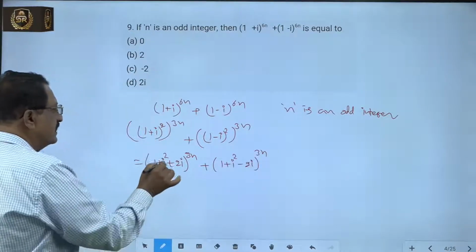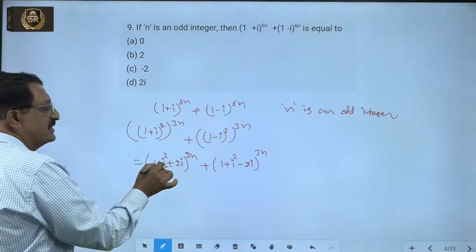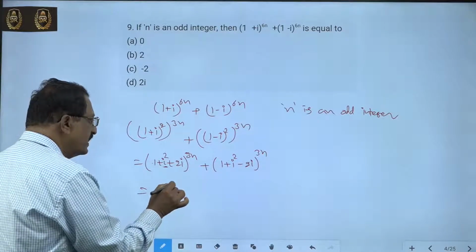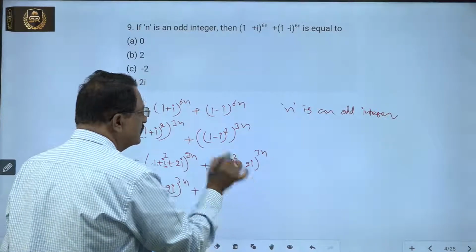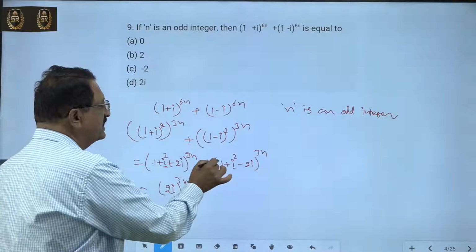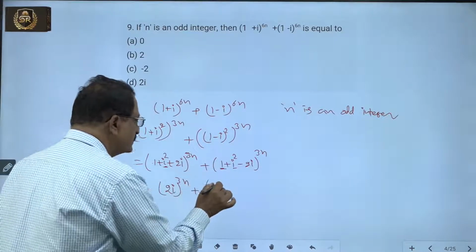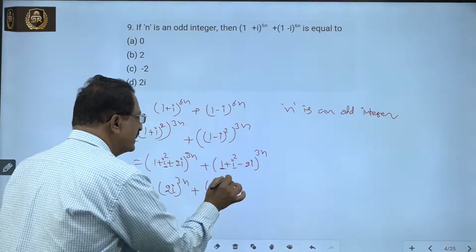Here i^2 equals minus 1. Minus 1 plus 1 cancel. We get (2i)^(3n) plus, here also i^2 equals minus 1, minus 1 plus 1 is 0, minus (2i)^(3n).